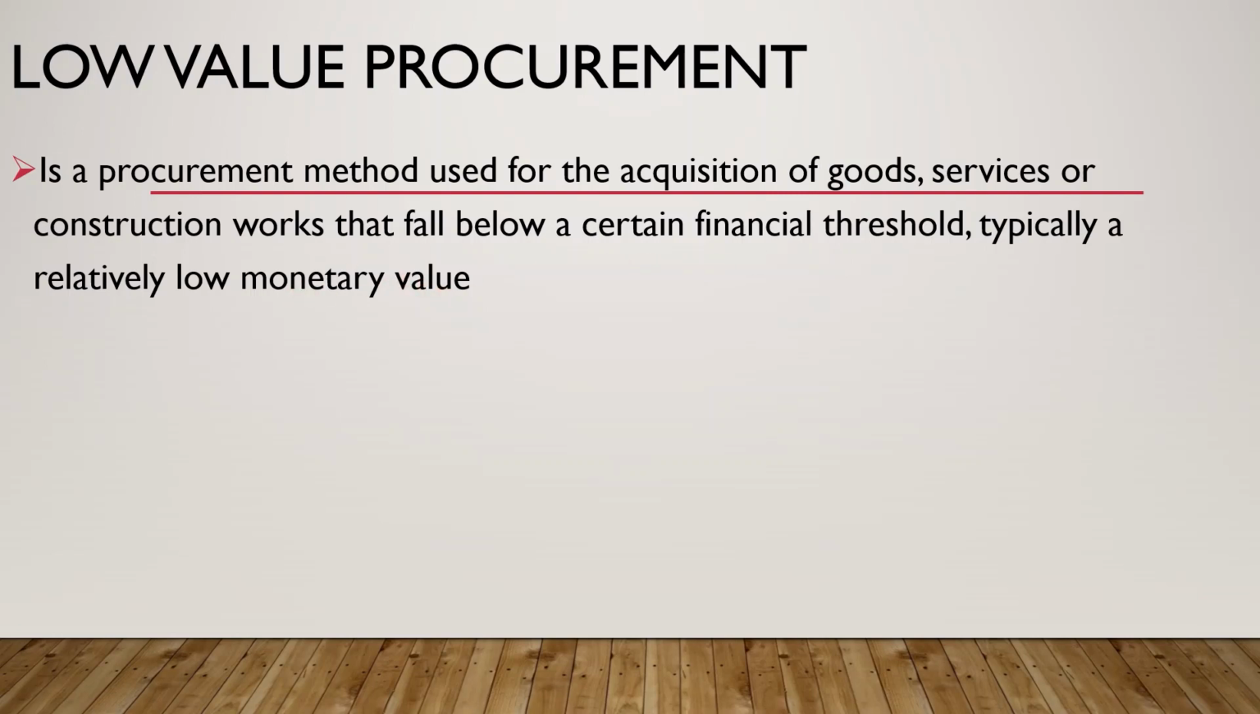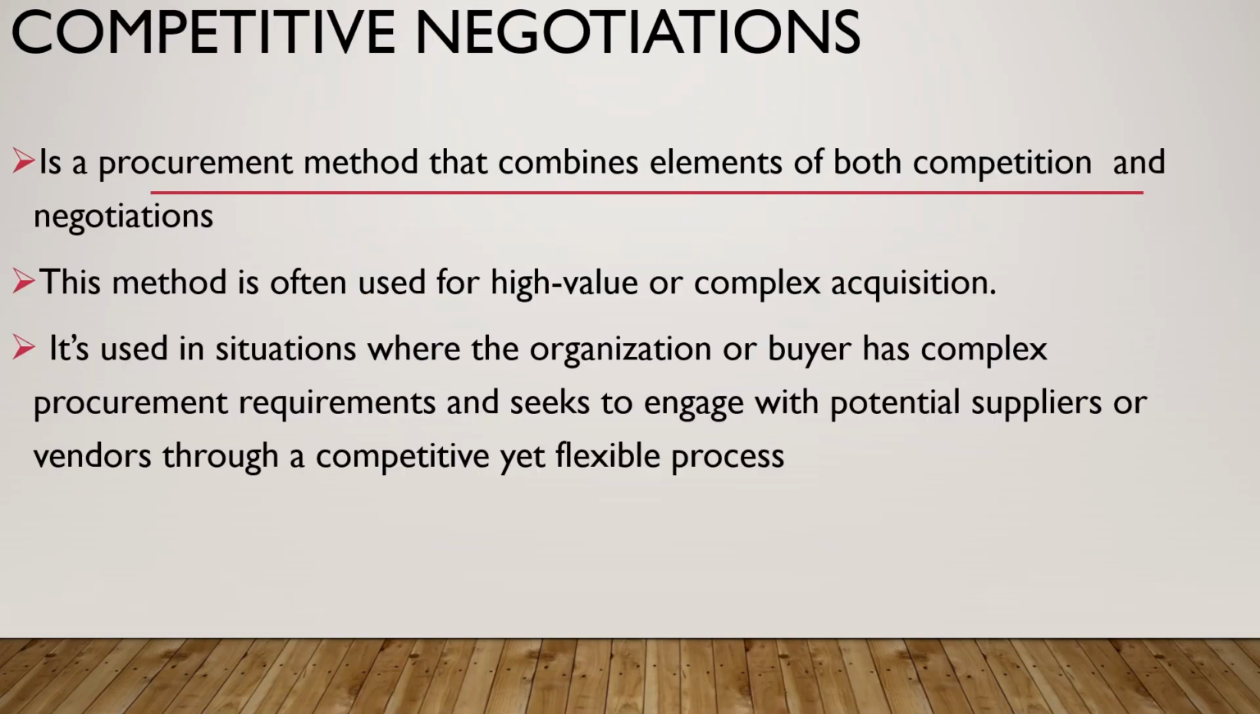Last one is competitive negotiation. Competitive negotiation is a procurement method that combines elements of both competition and negotiation. This method is often used for high value or complex acquisition. It's used in situations where the organization or buyer has complex procurement requirements and seeks to engage with potential suppliers or vendors through a competitive yet flexible process.